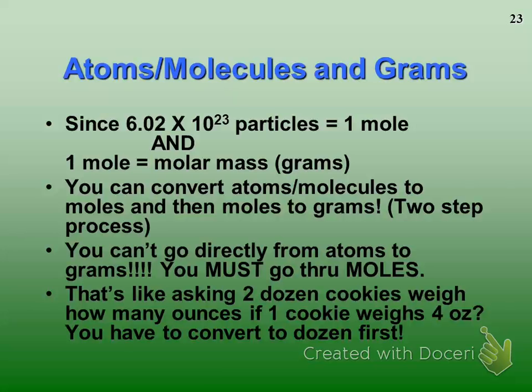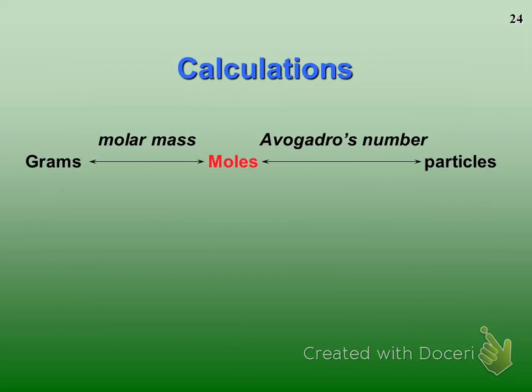Now, these are some of the things that we know and we're walking into as we go. If I'm going between atoms and molecules and grams, we know that 1 mole of any substance, especially of certain particles, is 6.02 times 10 to the 23rd particles. And 1 mole equals the molar mass in grams. We can use both of these conversion factors to get to grams or get back to molecules. But we cannot go directly. We have to go through moles. So, let's look at an example. Or look at a chart.